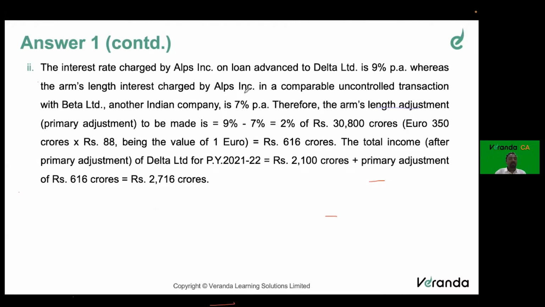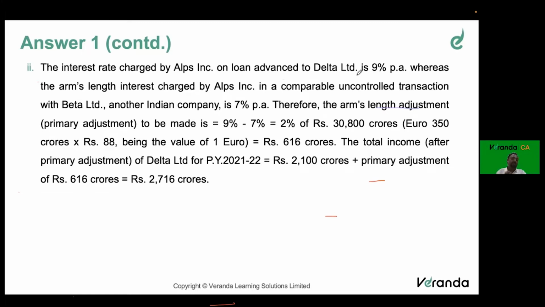So this is what we are calling primary adjustment. Where the loan is advanced, how do you actually determine the arm's length price? How do you determine the arm's length price? Typically, you will have to introduce a particular method, that is, you'll have to find out which is the most appropriate method.